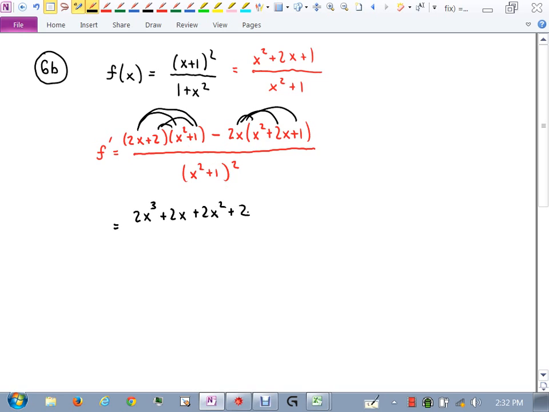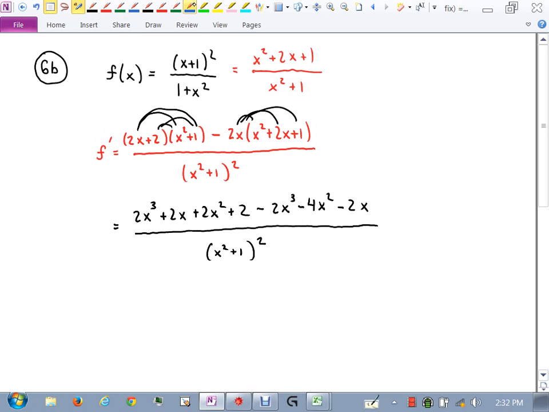That's the top left. And then the other part is minus 2x cubed minus 4x squared minus 2x. All of this over x squared plus 1 quantity squared.